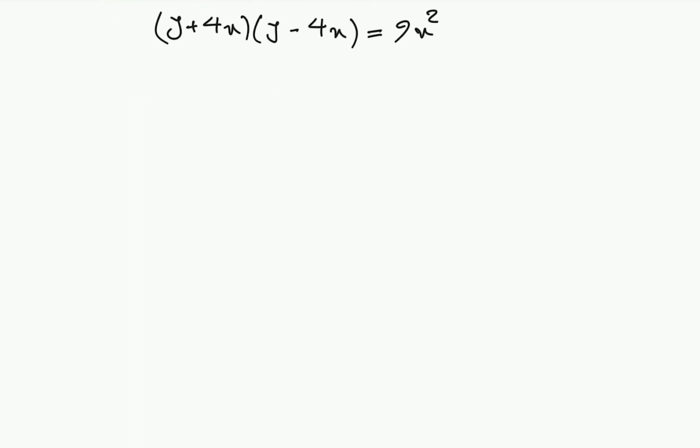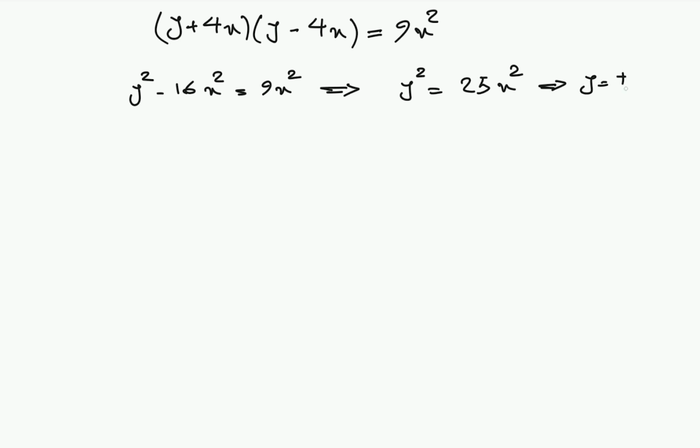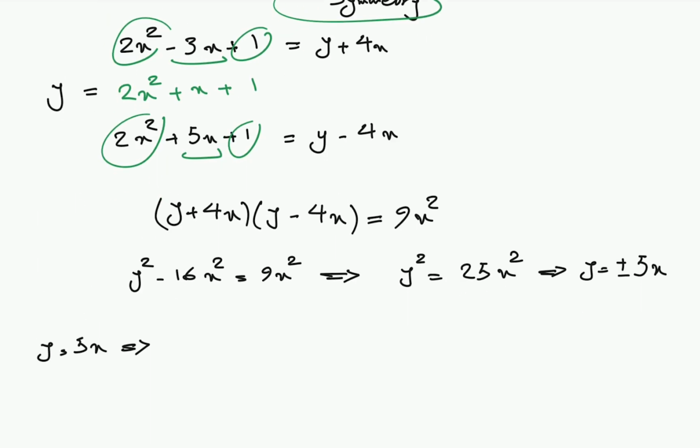Now the root is pretty clear from this point. We multiplied: y squared minus 16x squared equals 9 times x squared. Let's isolate y and x. y squared equals 25x squared, and that means y is equal to positive or negative 5x. So if y is 5 times x, then what was y? This is y. 2 times x squared plus x plus 1 is equal to 5 times x.